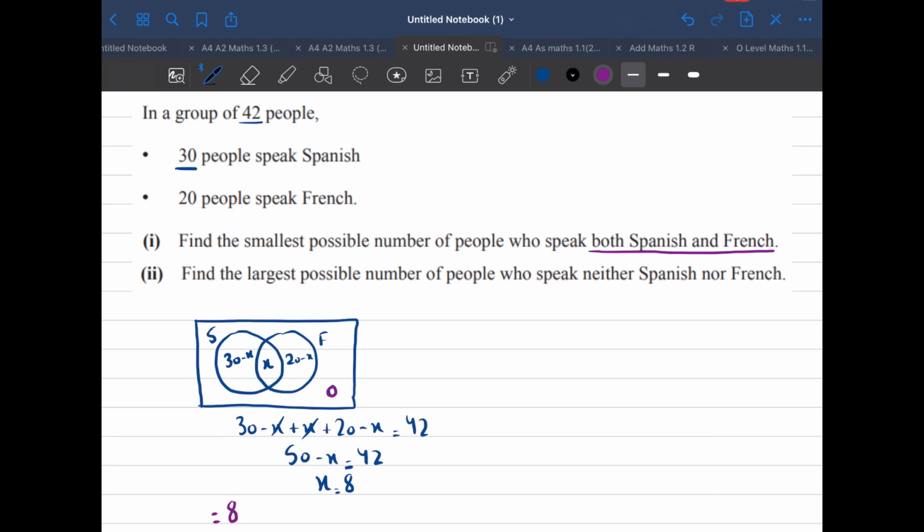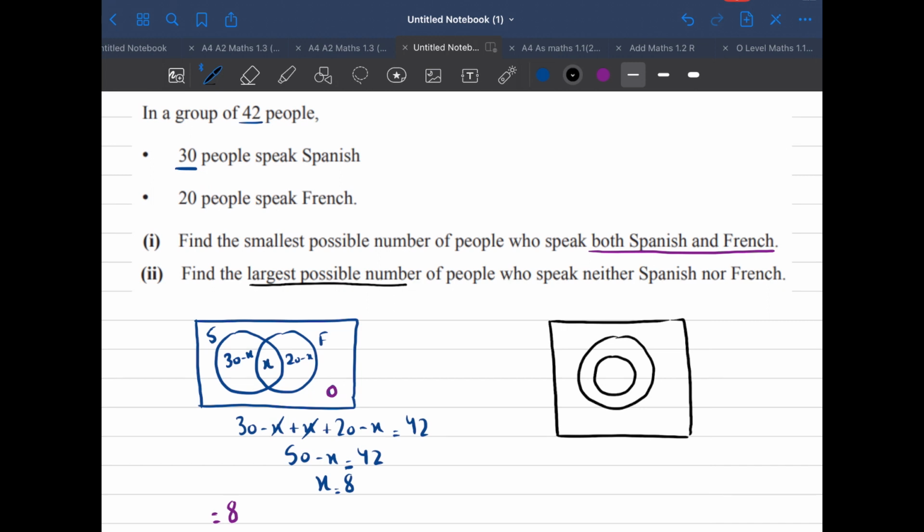Now comes the concept of greatest value. It says find the largest possible number of people who speak neither Spanish nor French. So we are talking about not both events. So I'm going to make a Venn diagram in the shape of a subset. Now comes the challenge. Which one will be inside and which one will be outside? French has 20 people, Spanish has 30 people. So which one has less people? French. It's going to come inside. Spanish will go outside. Got this?